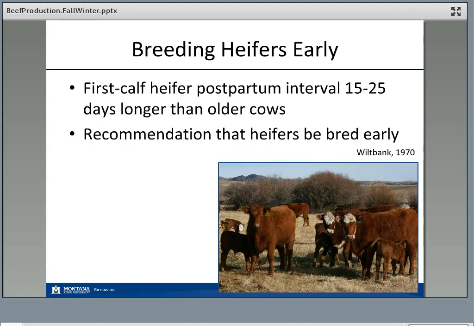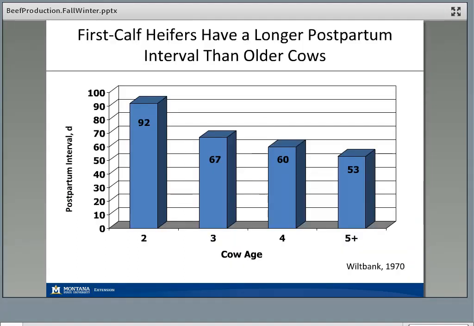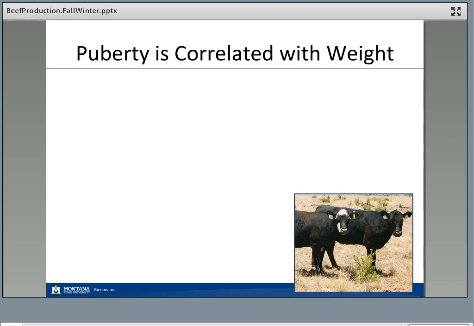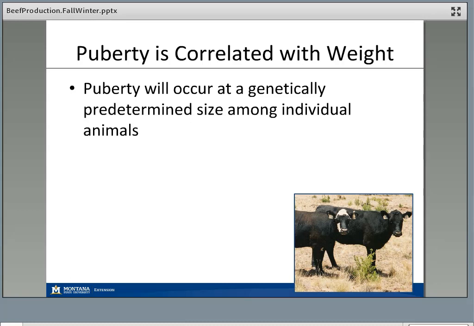We know that puberty is correlated with weight. So puberty is going to occur for each individual animal at some genetically predetermined size. But we can't look at her or take a measure of her and say, it's 652 pounds. Okay? So traditionally, the thought here was that high pregnancy rates can be obtained only when heifers reach that target weight. Okay? And I think that's still true. But overfeeding is not a good strategy here.